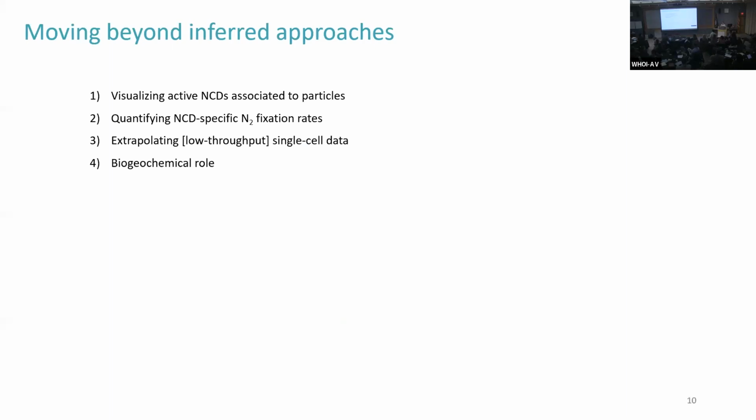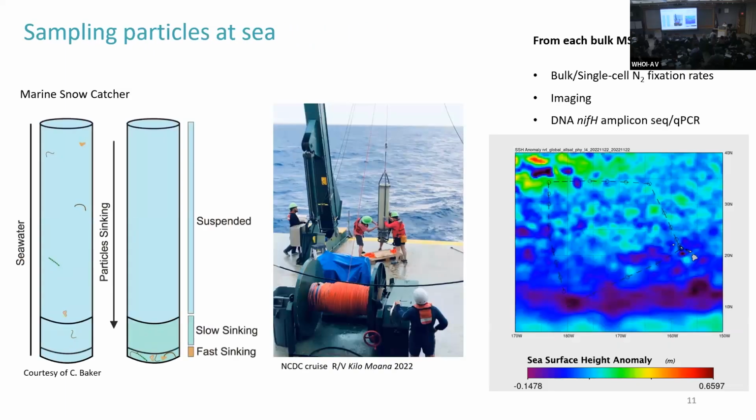And eventually, and I think that we have talked about this in many of the breakout rooms, how do we extrapolate this very low throughput, if you're looking at single particles, to a water mass or even to the global ocean? So first things first, how are we going to sample particles? You can do it in many ways.